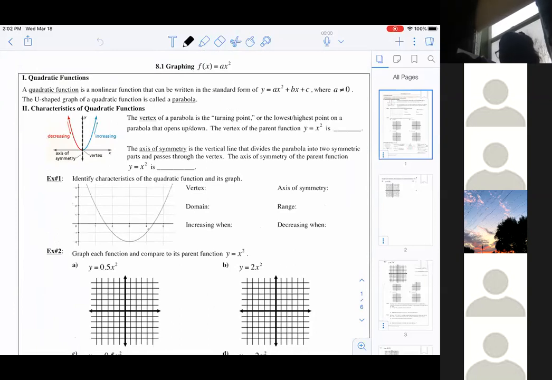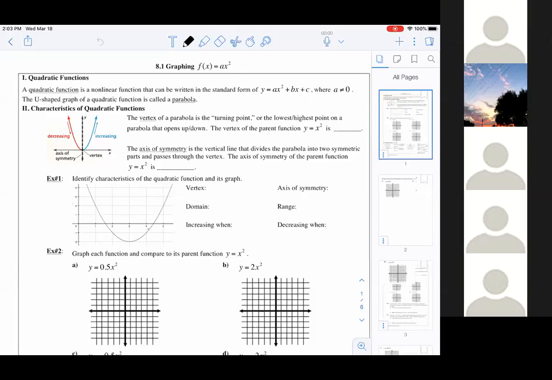Okay, first of all, what is a quadratic function? A quadratic function is a non-linear function. It's not a line. The graph is not a line. It can be written in the standard form y is equal to ax squared plus bx plus c. Are you guys familiar with that, ax squared plus bx plus c, from the factoring lessons we learned in chapter 7? Yeah, so you know that the quadratic function looks like ax squared plus bx plus c. Now today and for the next few days, we are going to look at how to graph these quadratic functions.